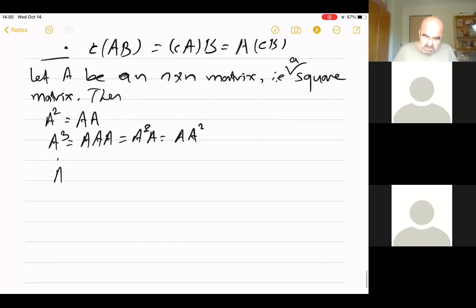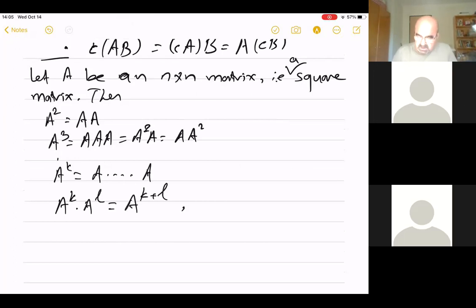In general, A to the K is A times A times, K times. And it has the property that A to the K times A to the L is A to the K plus L. And if you find A to the K and then raise it to the L-th power, it is A to the K times L, just like in the real numbers.